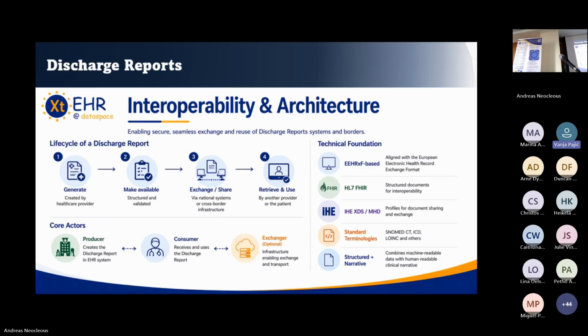Maybe not so obvious is that, due to the sheer complexity of the discharge report and the many different elements it does contain, I think we have the highest number of used terminologies and different standards that are being used and reused and referenced in our models and in our final deliverable. Next slide, please.